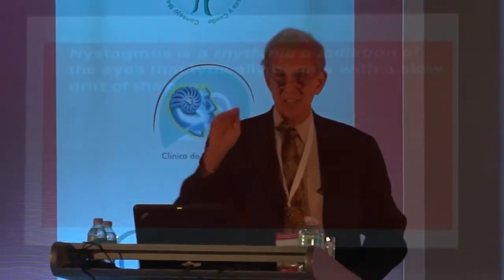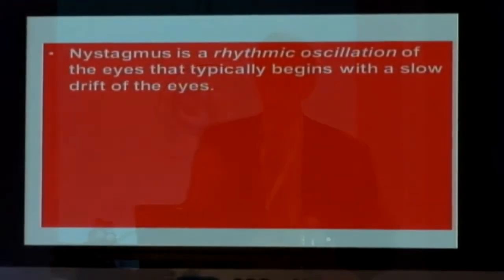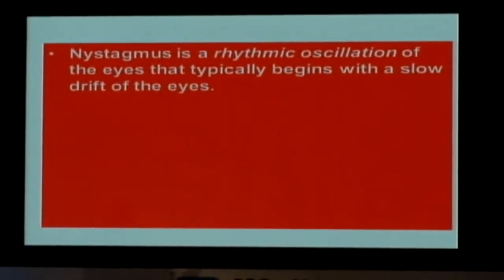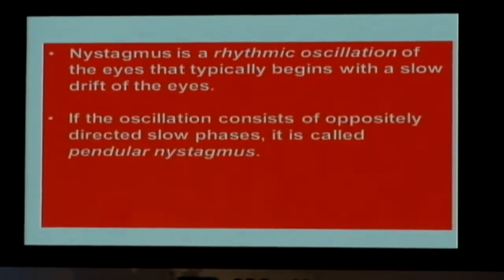So, it's a rhythmic oscillation. It typically begins with a slow drift of the eye. This is an important point. There are eye oscillations which begin with a saccade away from the target. Right now we're talking about an oscillation in which the problem is the slow phase. It begins with a drift away from the target. If the oscillation is equal slow phases, we call it pendular.